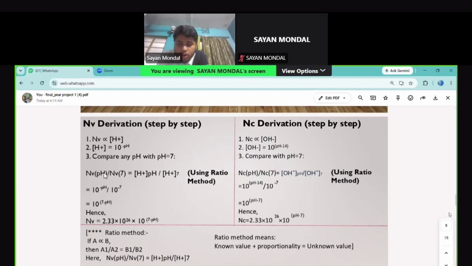So from here we can write [H+]/[H+]7 is equal to 10^(-pH)/10^(-7). From here we calculate the NV value and NC value. NV is equal to 2.33 × 10^26 × 10^(7−pH), and NC is equal to 2.33 × 10^26 × 10^(pH−7). After this we run this program with these values, and then we get the result.